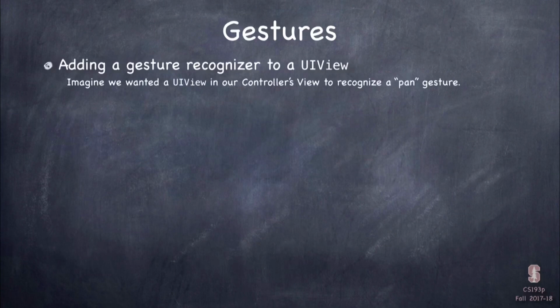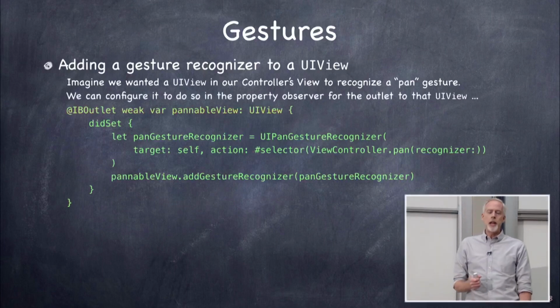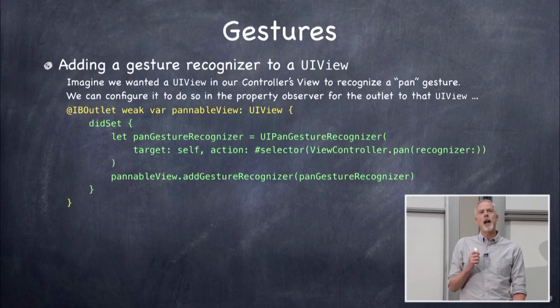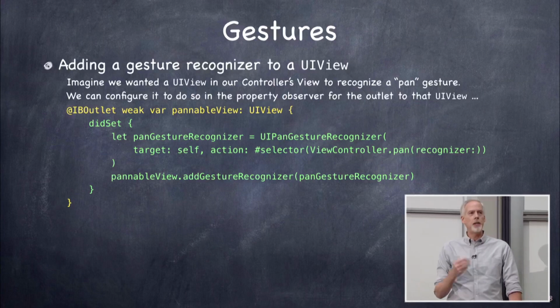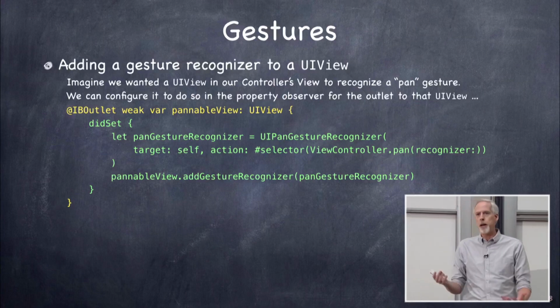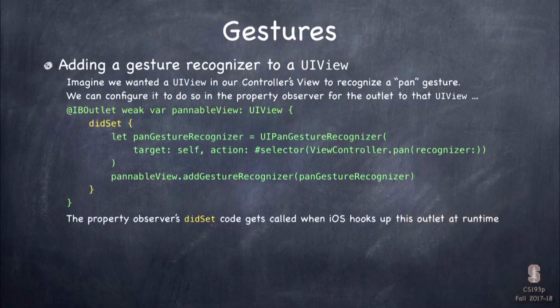So how do you add a gesture? The first part, how do you add a gesture to a view? How do you tell that view, start recognizing this? Usually we do this in the didSet of an outlet setter. So here I've got an outlet to some view that I want to recognize pans. I want it to recognize pan gestures. So in the didSet of the outlet, remember this didSet is called when iOS wires up that outlet to the view that you want to pan.